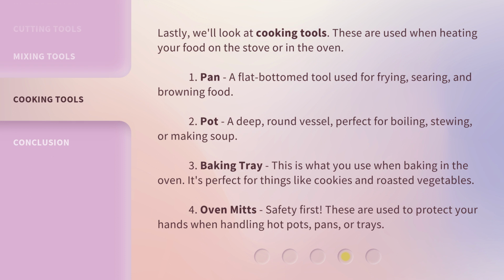4. Oven mitts. Safety first. These are used to protect your hands when handling hot pots, pans, or trays.